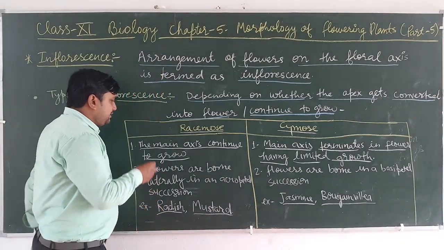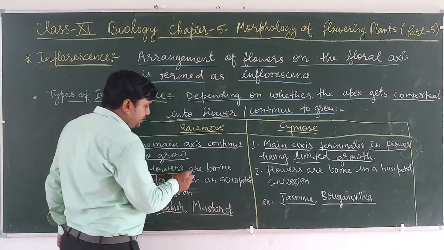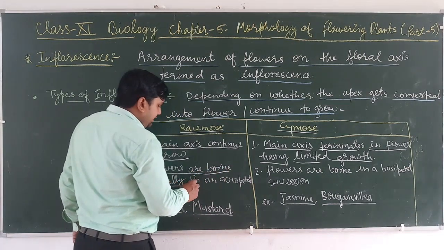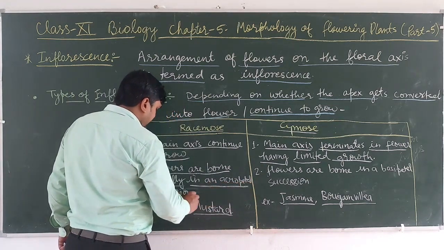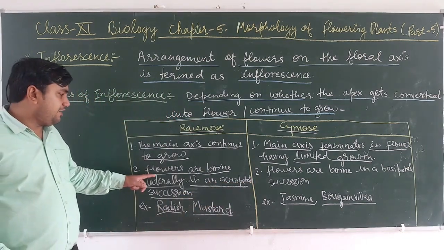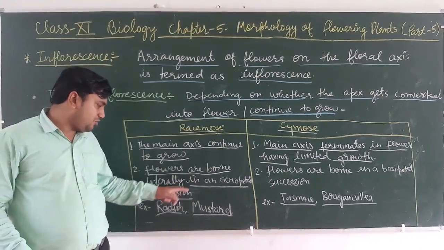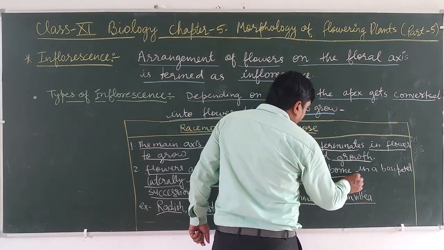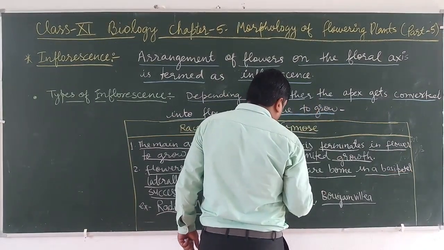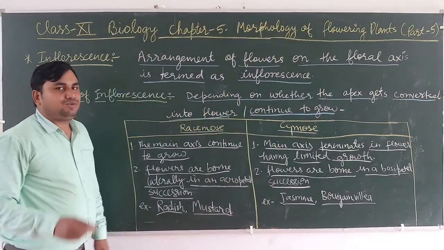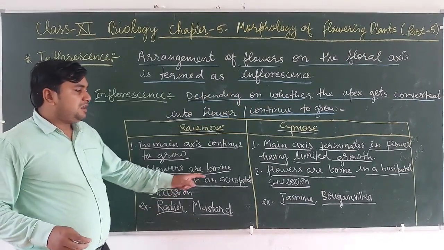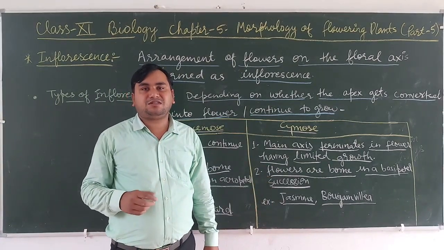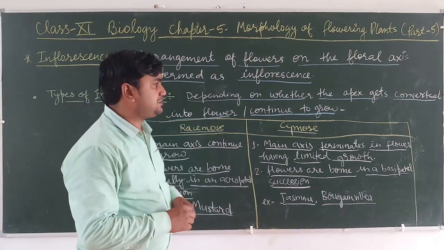And in this racemose flowering plant, flowers are borne laterally in an acropetal succession. In the racemose, flowers are borne laterally in the acropetal succession, and in the cymose, flowers are borne in a basipetal succession. Two terms here, acropetal succession and basipetal succession. A question arises in your mind, what is this? What is acropetal succession and basipetal succession?